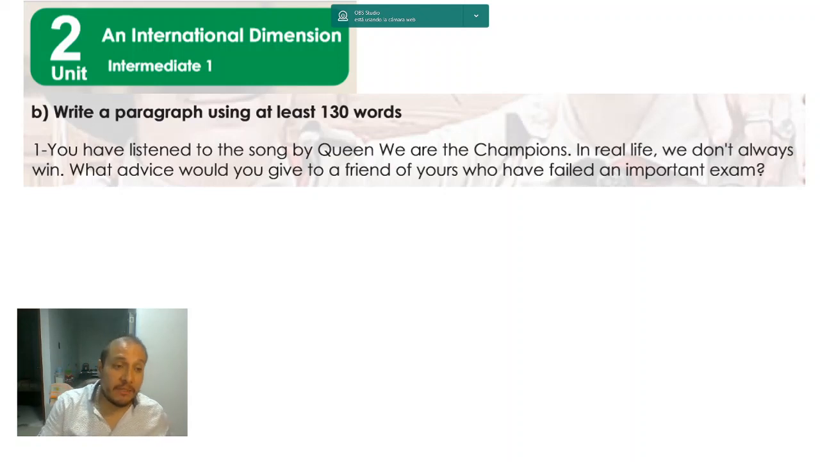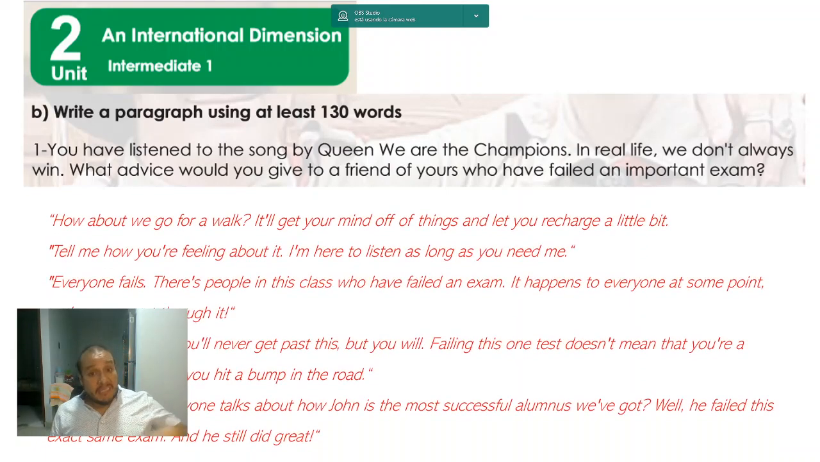Okay, let's see. I am going to give you my version, my solution, and then you can compare with your own solutions. These are different expressions that you can tell your partner if he fails an important exam. Take a look. First of all, you have to treat the problem in a personal matter. You don't have to make his problem public. Right? It has to be treated in private.